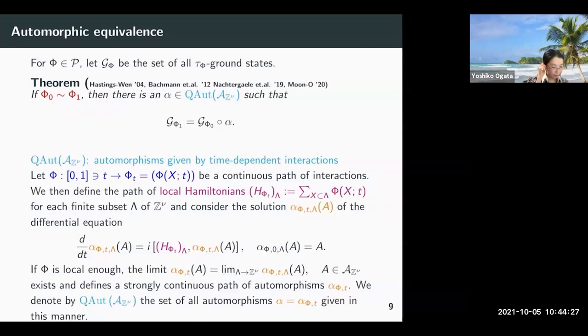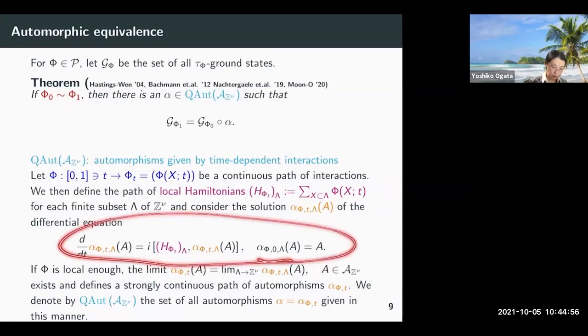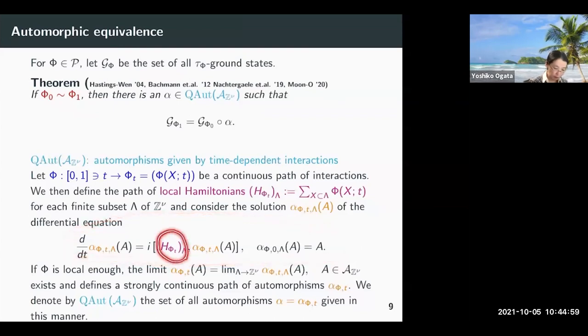Let me explain. A time-dependent interaction is just like what we considered before. It's a path of interactions parameterized by T. So let phi be such a continuous path of interactions. For each time T, we can do the same procedure to define the local Hamiltonian, and we can consider the solution of this differential equation. Before, this was time independent.